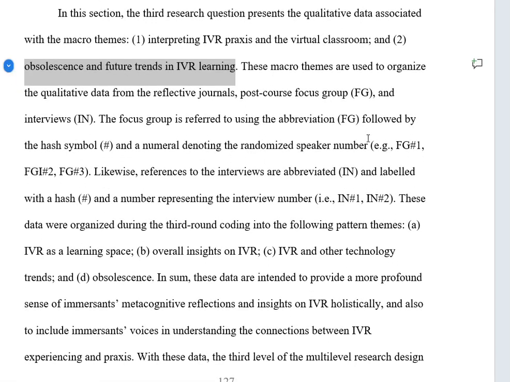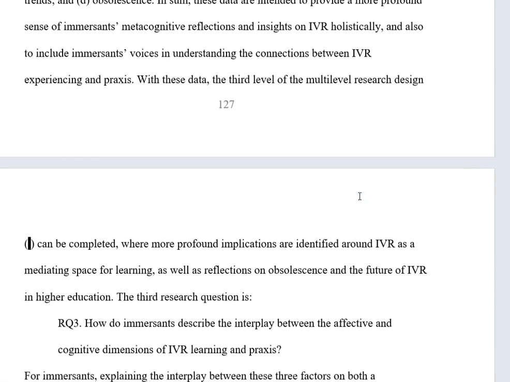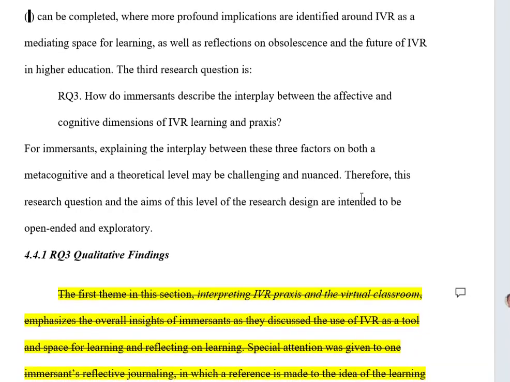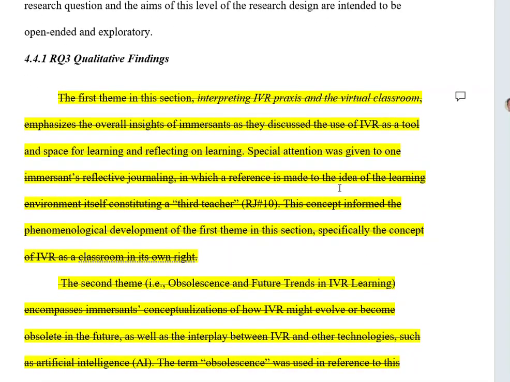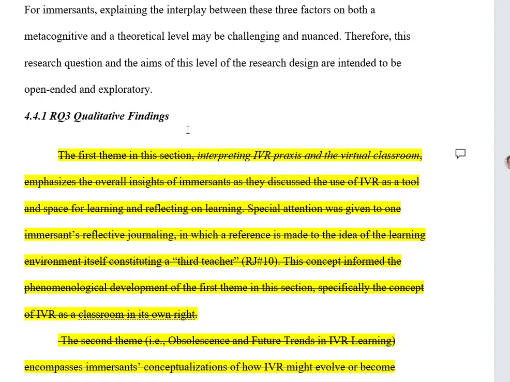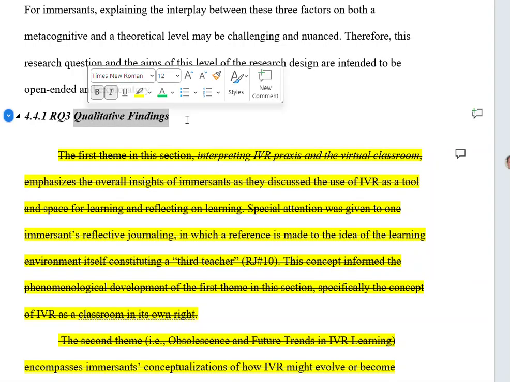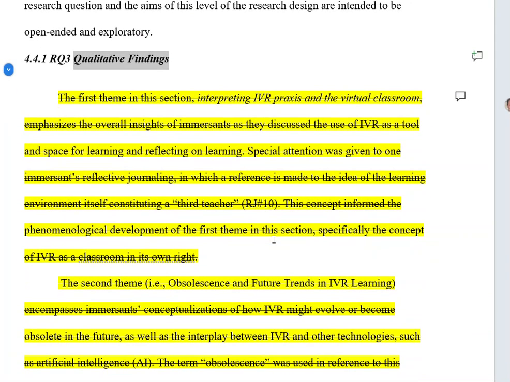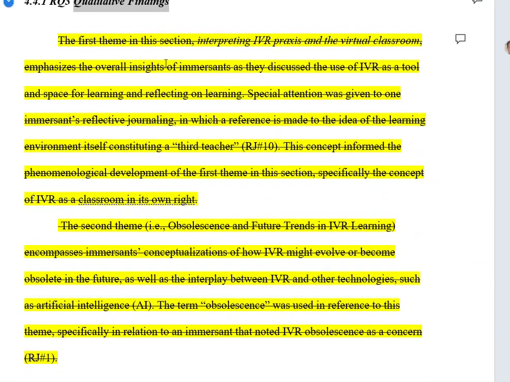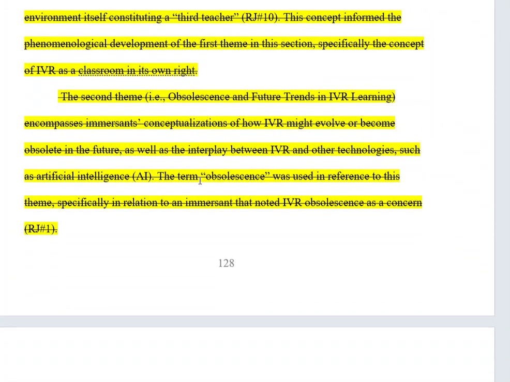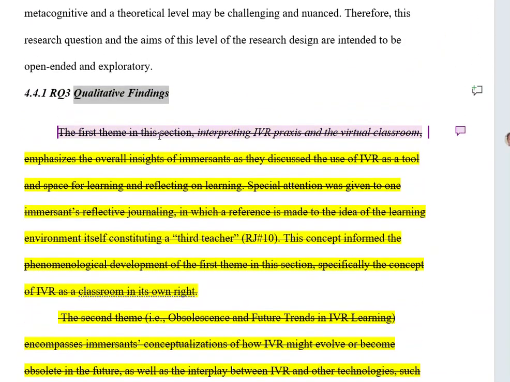So, okay, you're doing this. These macro themes are used to organize the qualitative data. You give a nice presentation and you give the questions. Now, I think if it's the praxis thing, this should say IVR praxis in the virtual classroom. So we should change that. The second thing is, what have we got here? Okay, sorry, I'll take that back. Just delete this particular paragraph.